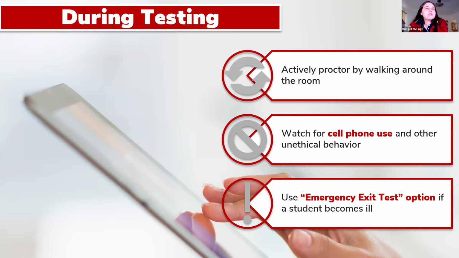Another thing that is helpful to look out for, and is also a reason you want to walk around the room, is that occasionally a student is ill, or falls ill during the testing session, and cannot continue to test. You want to make sure that you're aware of that situation, and you use the emergency exit test option if that happens. That will make things easier in terms of recovering, and what we'll do to recover things after the student leaves.